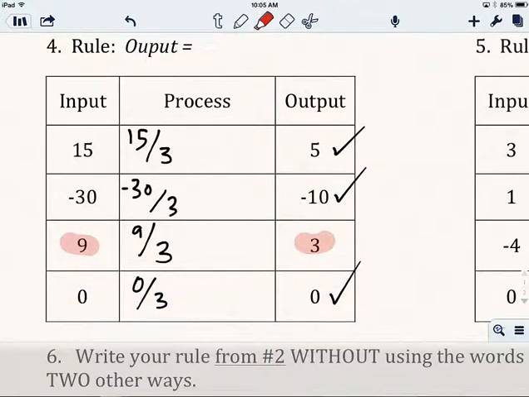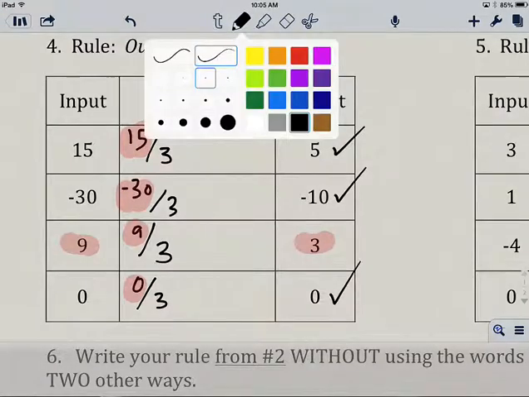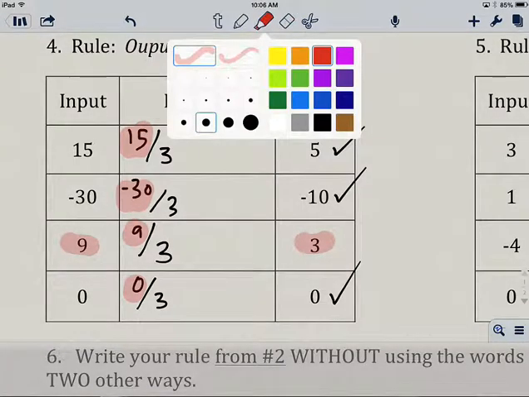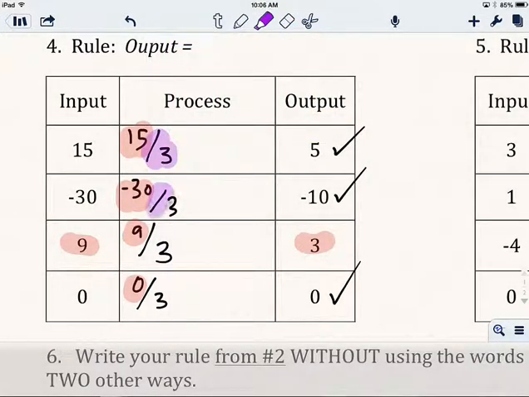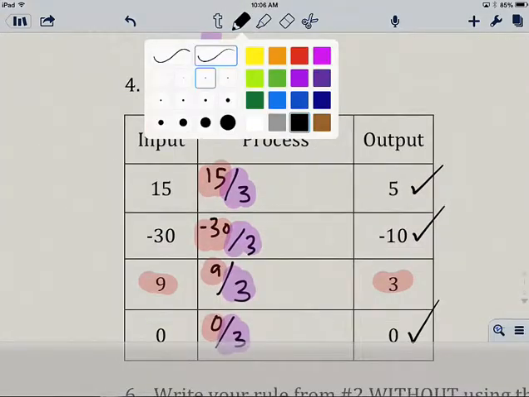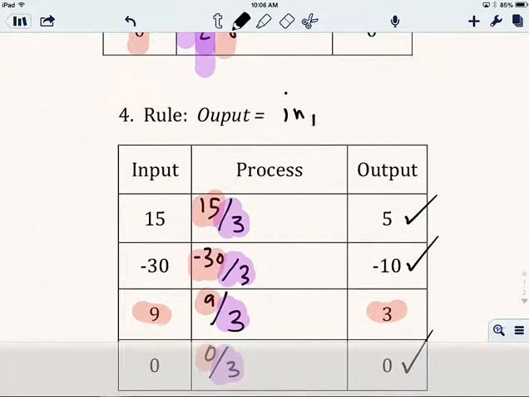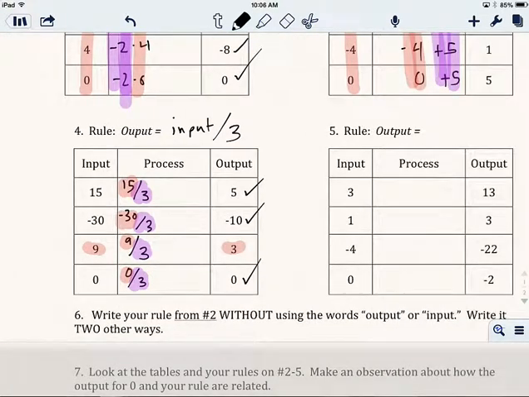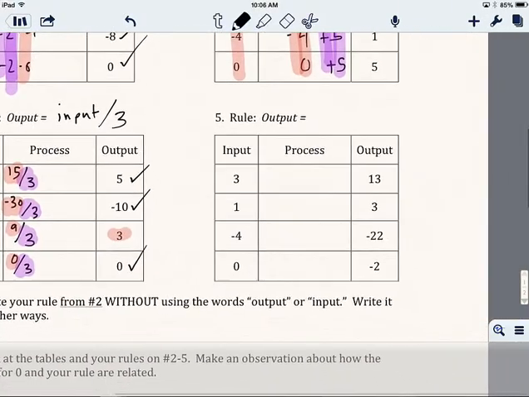Let's highlight those things that change. There's 15, negative 30, 9, and 0. And then there's some stuff that is in every single process row. The divide by 3 is there every single time. So that tells me that I take my input and I divide by 3, because that divide by 3 shows up in every single process row. All right, so if you didn't see that at first, that's okay. You can keep on trying until you get it. That's the point of some of these problems.